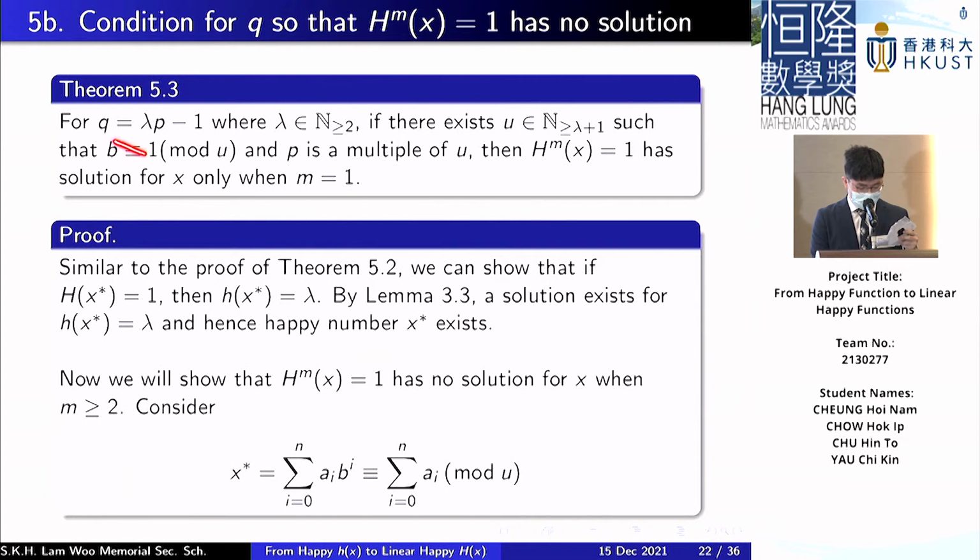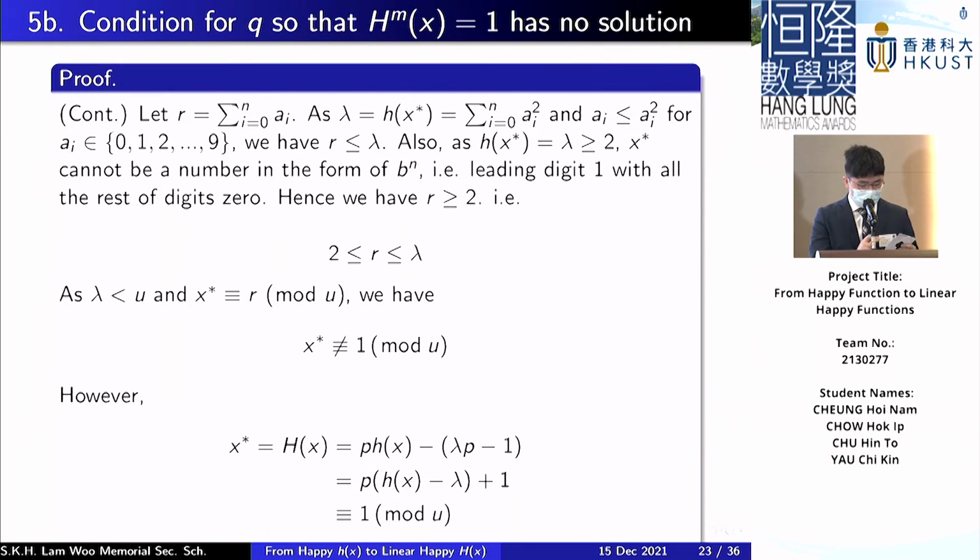Then we further proved a more generalized result. We used lambda to replace 2 in the previous theorem, and the statement is also true for all lambda greater than or equal to 2. The main idea of the proof is, on one hand, we consider x asterisk mod u by considering the sum of all digits of x asterisk, and show that it cannot be congruent to 1 mod u. On the other hand, by rearranging big Hx, we prove that the output of big Hx must be congruent to 1 mod u.